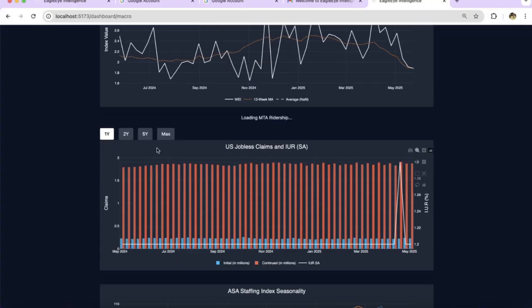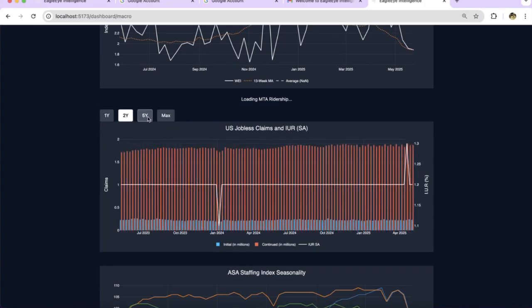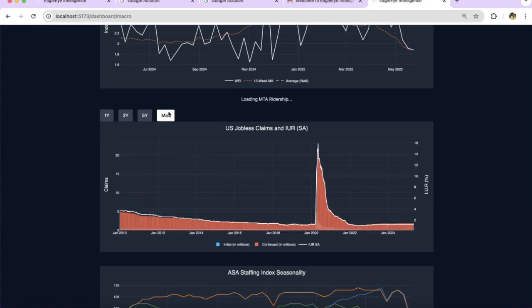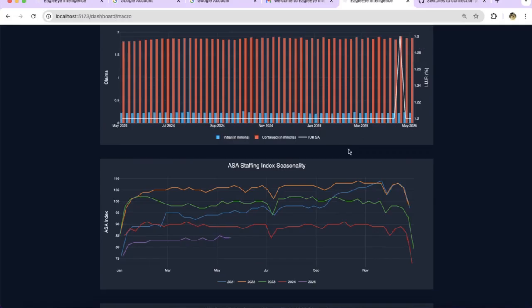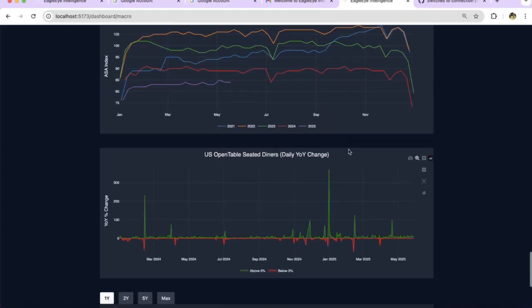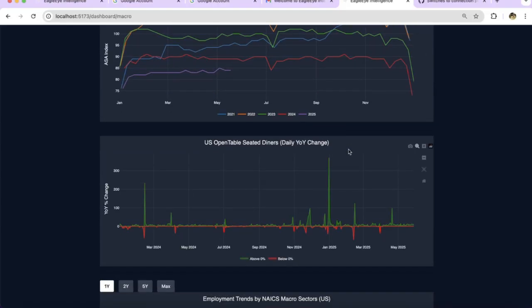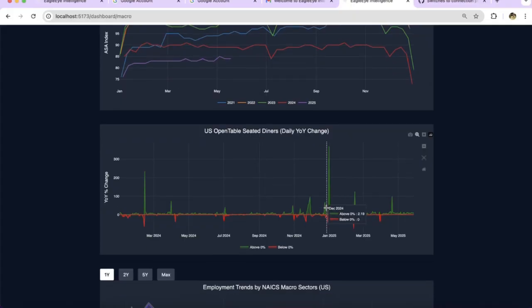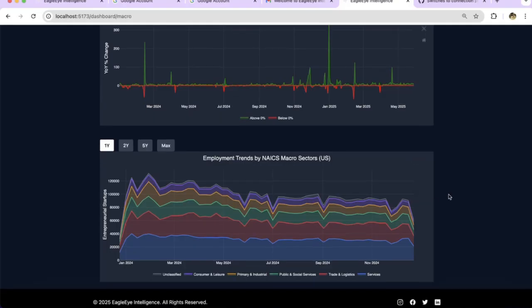Okay, next one would be the US jobless claims, which serves as an early warning sign for labor market stresses. And this is how it looks on a higher time frame. Next up, we'll talk about the ASA staffing, which reflects hiring momentum from the ground up, particularly in temporary and contract jobs. Moving on will be the OpenTable reservations, which tracks real-time consumer dining behaviors, a great gauge for discretionary spending. And then last but not least would be the sector level business openings, which helps us see which parts of the economy are accelerating or stalling out.